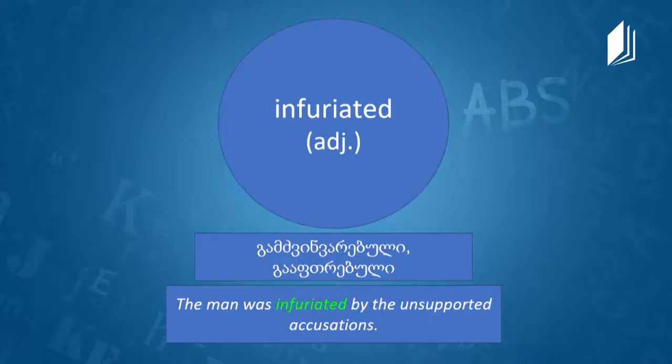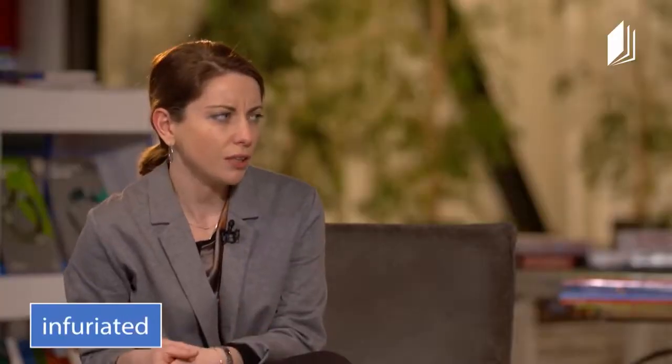And the next word is infuriated. Infuriated is an adjective, and in Georgian it is translated as გამძვინვარებული, გააფთრებული. So it means that you are very, very angry, okay? It's precisely a synonym for anger, when you're very, very angry. So infuriated, an adjective, and the meaning in Georgian is გამძვინვარებული, გააფთრებული, and we have an example.